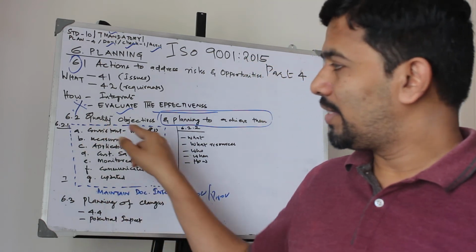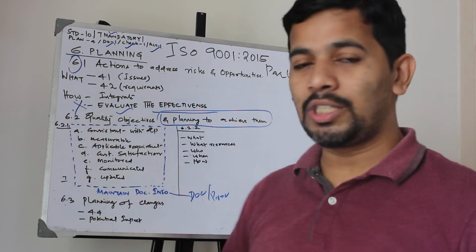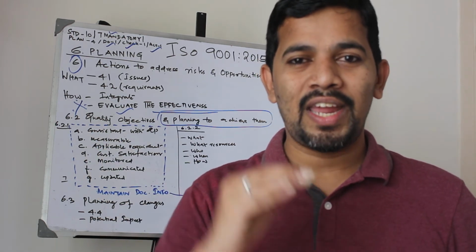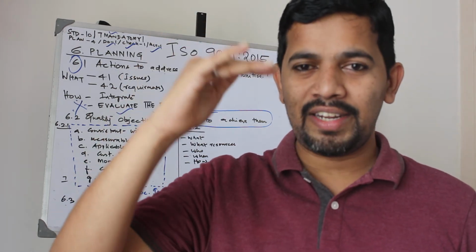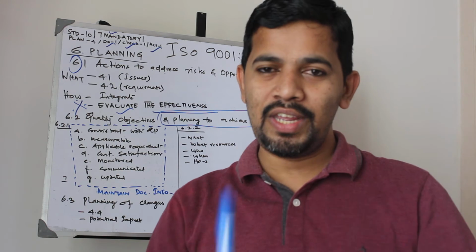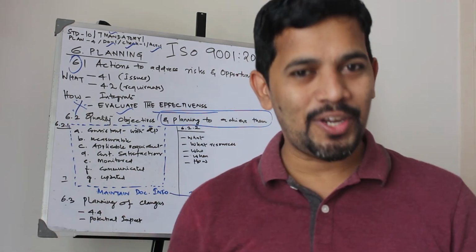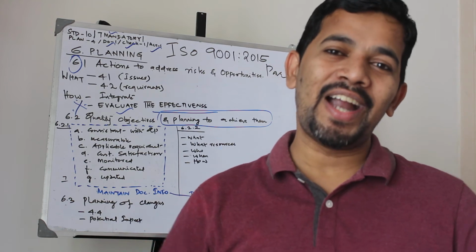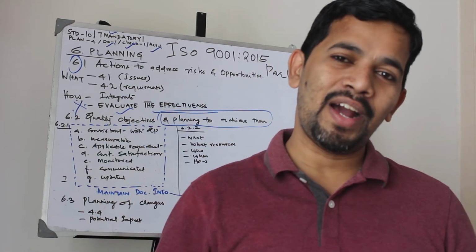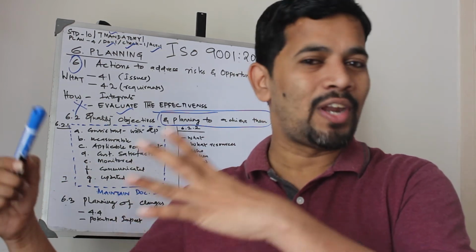In 6.2, the first point says that quality objectives can be at functional level, at different levels, at service level, and so on. That means quality policy is one organization, one policy, that's it, no change. Quality objectives can be at different functions, at functional level, at department level, at service level, and so on.